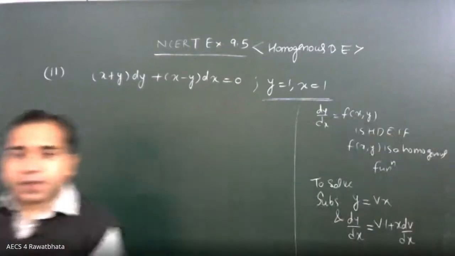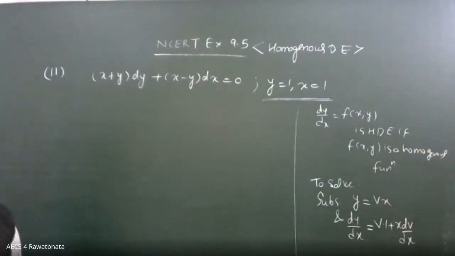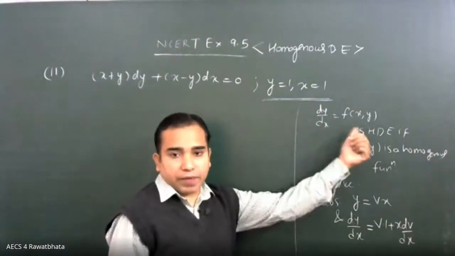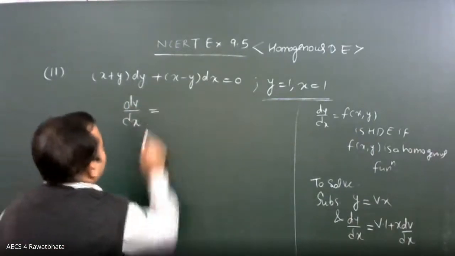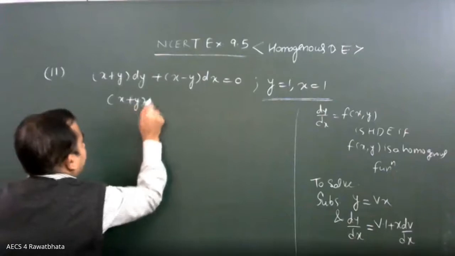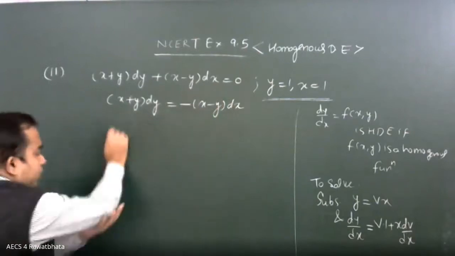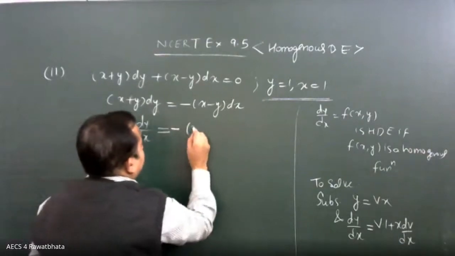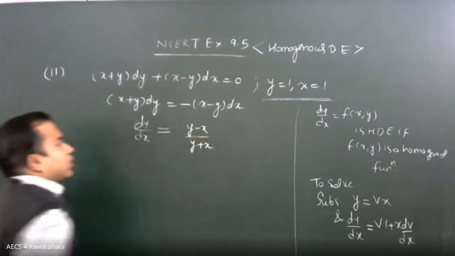So let us begin. What should be the first task in this question? As usual, the first task is to bring our equation in the form dy upon dx equal to f(x,y). So let us bring it in this form. Let me first shift one term to the other side. (x plus y) dy equals minus (x minus y) dx, and this will become dy upon dx equal to minus (x minus y), or if I take the minus inside, (y minus x) whole upon (y plus x). This is the equation.